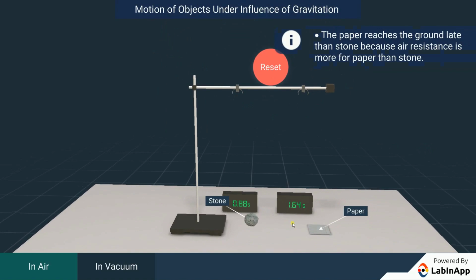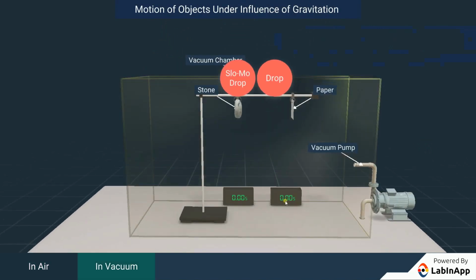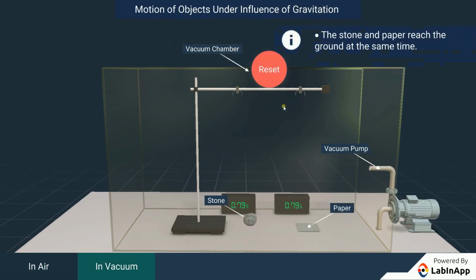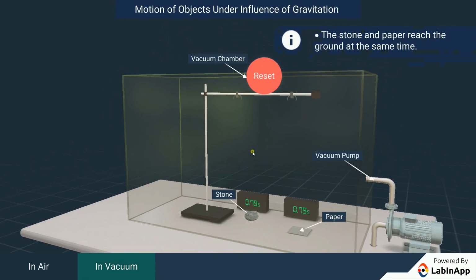Let us remove the effect of air resistance by repeating the experiment in a vacuum chamber. The paper and the stone now fall at the same rate. We can hence conclude that the acceleration experienced by an object during free fall is independent of its mass.